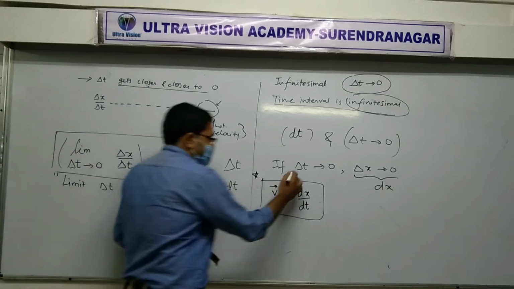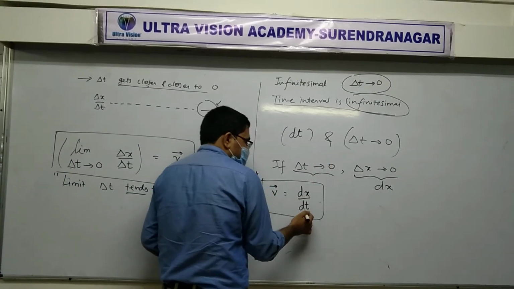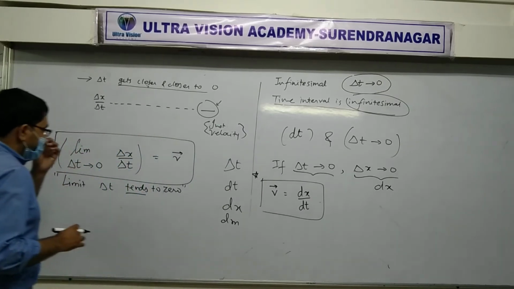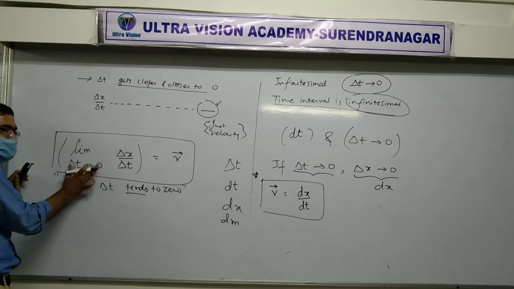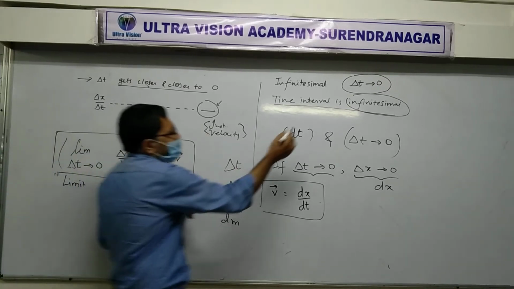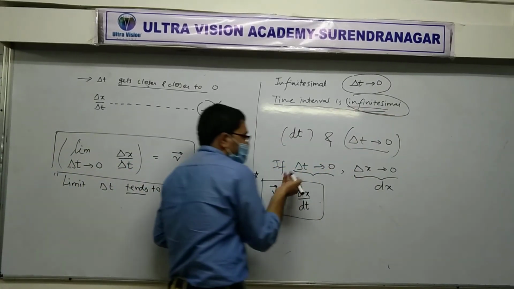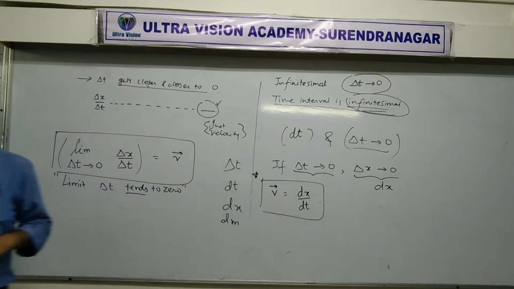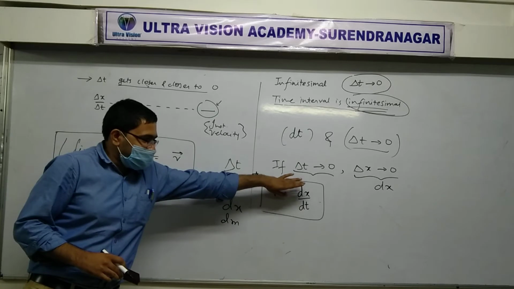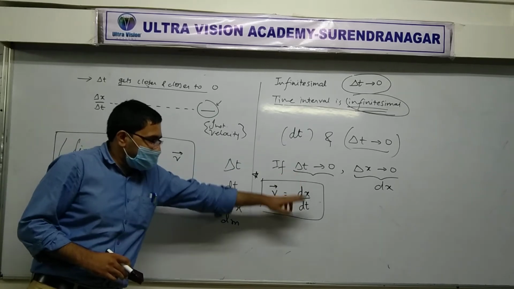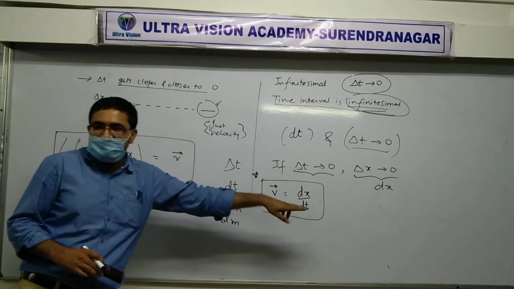Similarly, delta t we can write, but it tends to 0, so we are writing dt. Once you write dx and dt, you don't need to use the delta symbol. It is understood that you are talking about this kind of case. That's why you are using infinitesimal symbols. Did you understand? So when you write dx, it is infinitesimal change in position or displacement, and dt is the infinitesimal time interval.